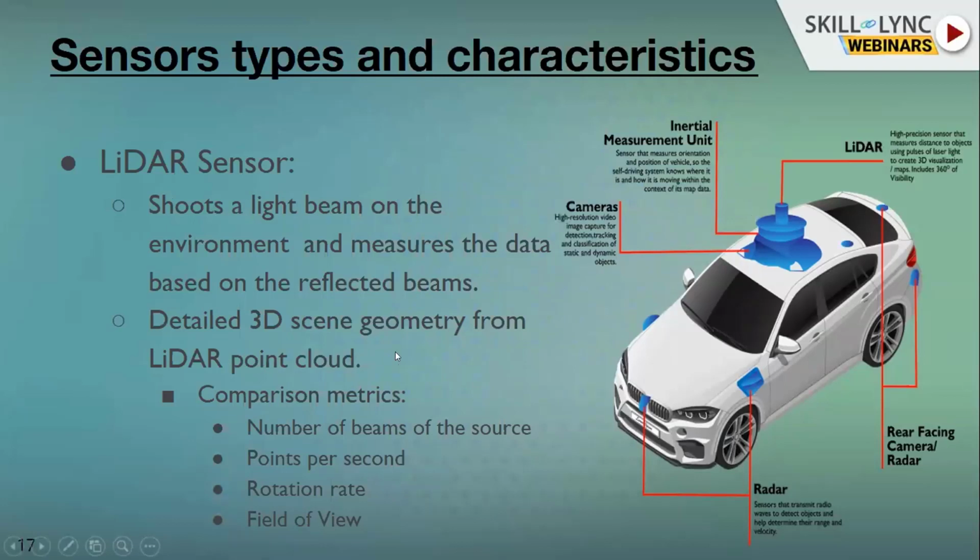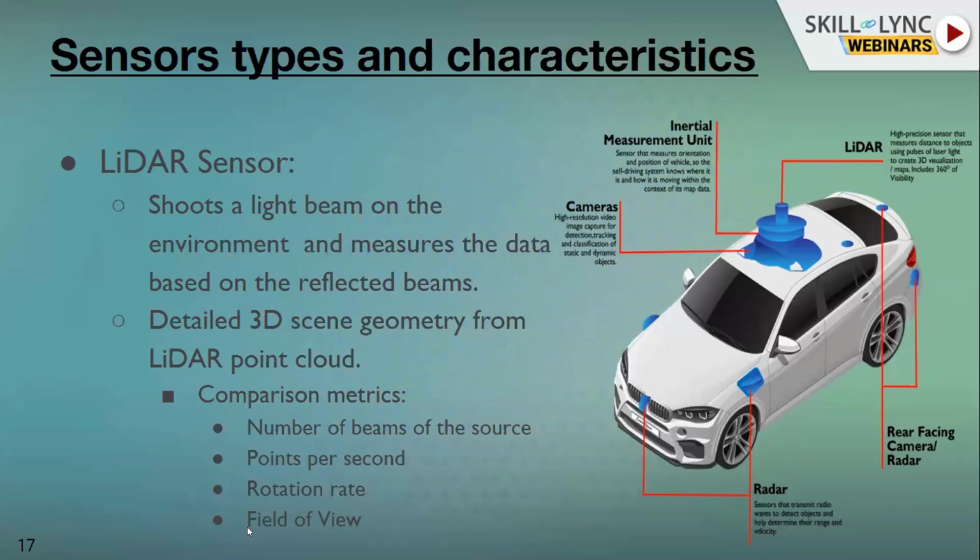Okay. So in order to select the lidar, we need a lot of comparison matrices. One is how many beams of the source it has, how many points per second it can detect, and what the rotation rate is. As I said, the lidar is a rotation stack. It will have a number of sources of light beams. Then there is the rotation rate and field of view. Field of view means how much angle it can cover in the vertical and in the horizontal.